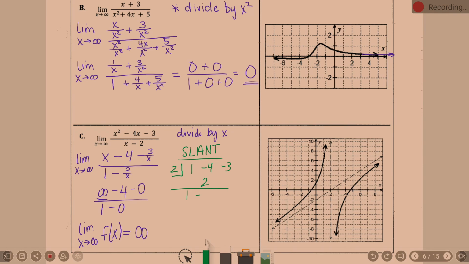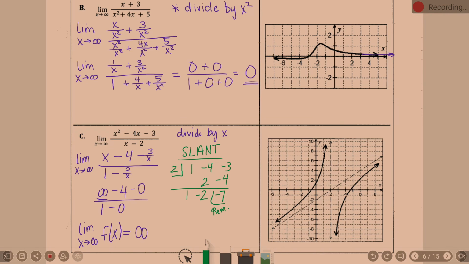Negative 2. Multiply again. 2 times negative 2 is negative 4. Negative 3 plus negative 4 is negative 7. I'm going with negative 7. Sorry, guys. Now it's a lot easier. What is negative 7? That's your remainder, yes? It's a remainder. It doesn't really mean anything to speak of.